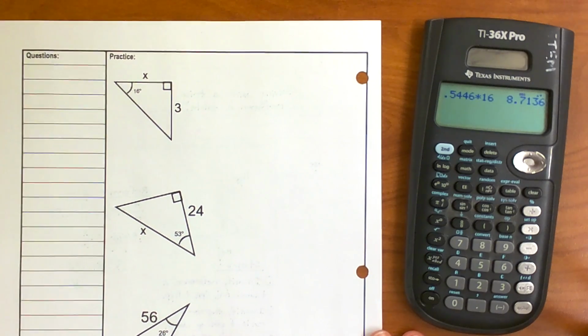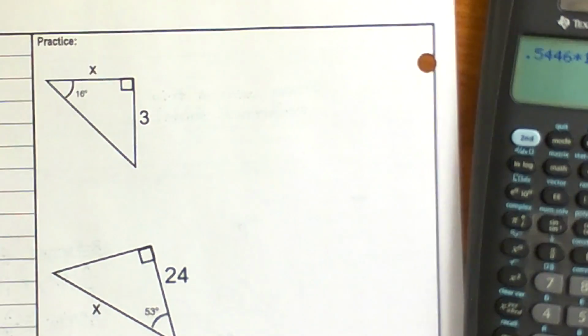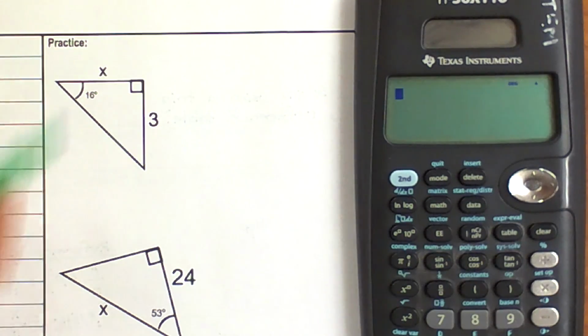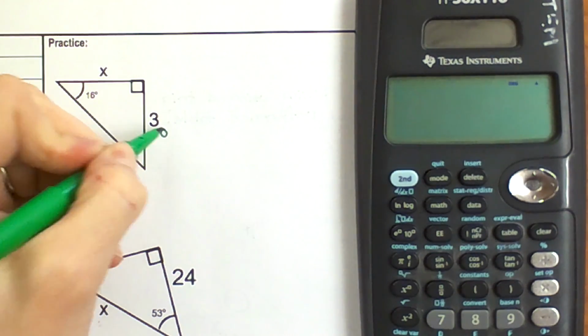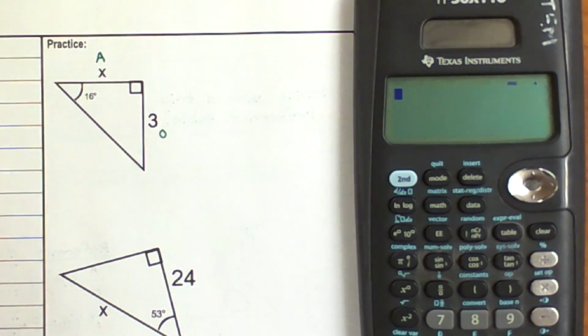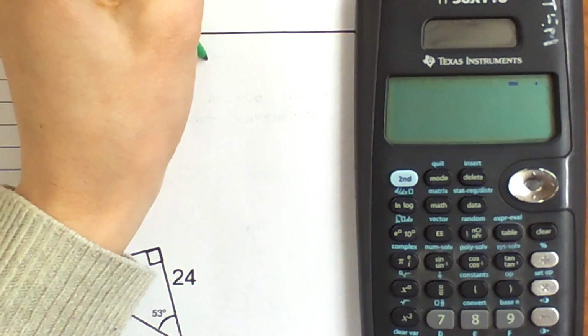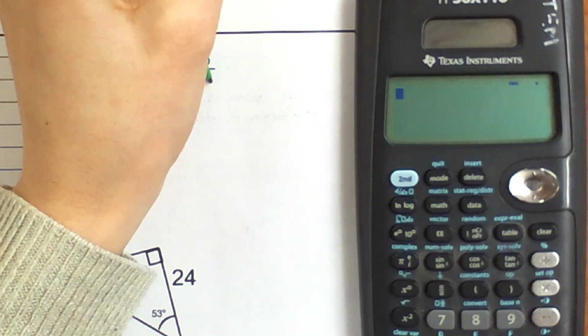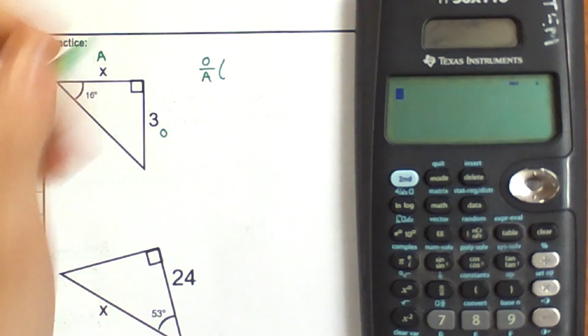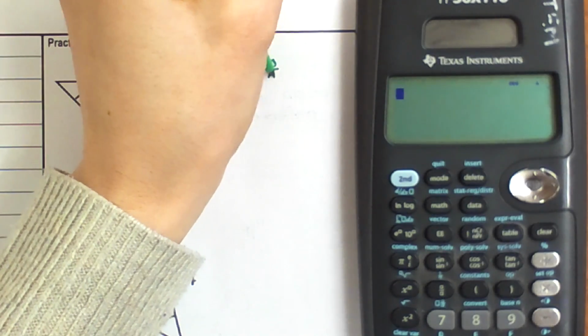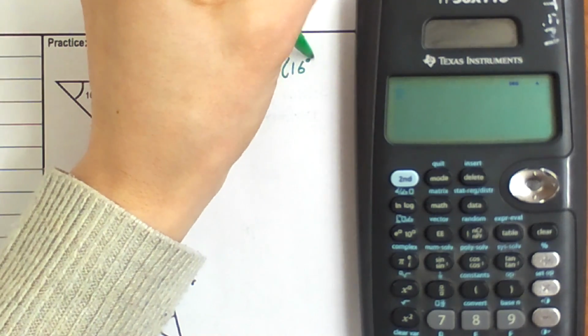Let me go ahead and zoom in on some of these. There we go. Okay, so we have opposite and adjacent. So if we remember back to our 3 trig values, we are going to use the one that is opposite over adjacent. And our value is 16 degrees. So we have opposite over adjacent for 16 degrees.